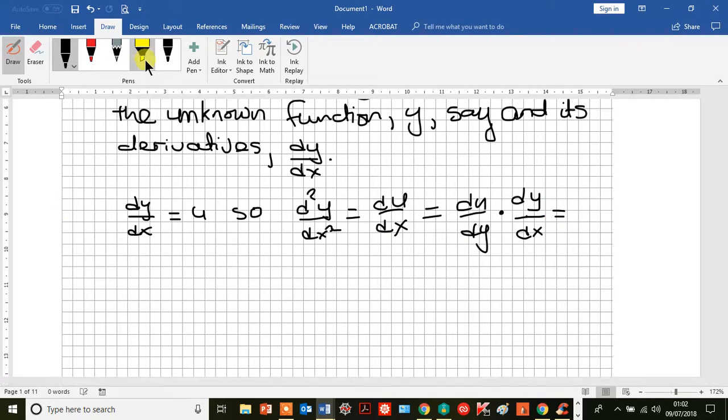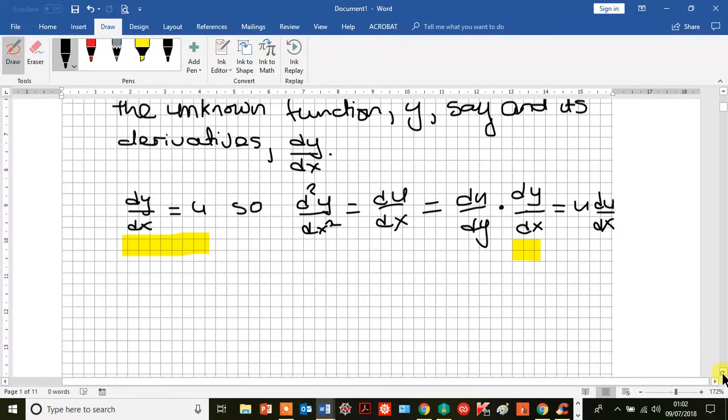And from this part of the equation here, you can see we've got dy by dx is equal to u. And of course, we've got a dy by dx term here. So we can quite simply write this as u times du by dx. So d squared y by dx squared is equal to u du by dx.